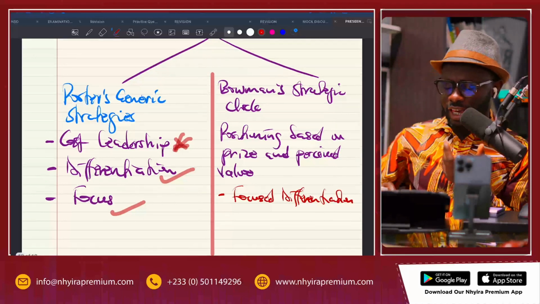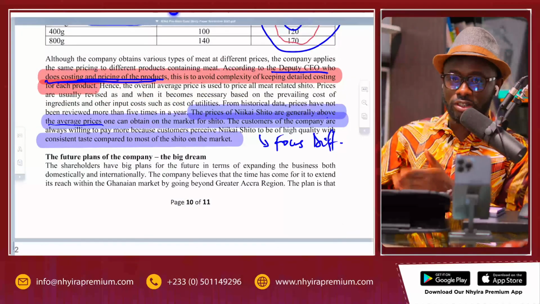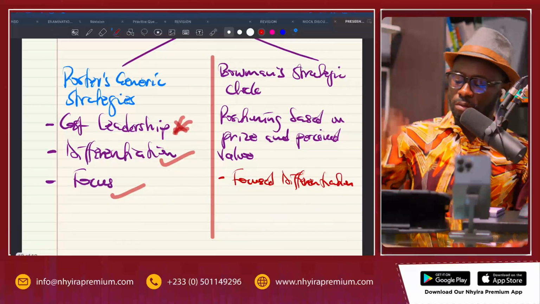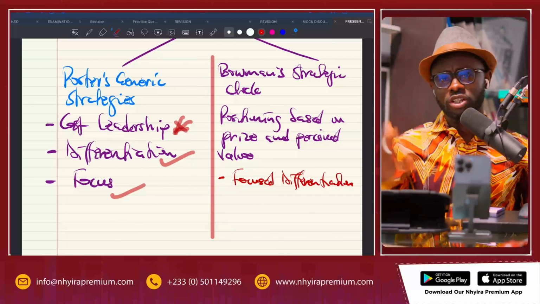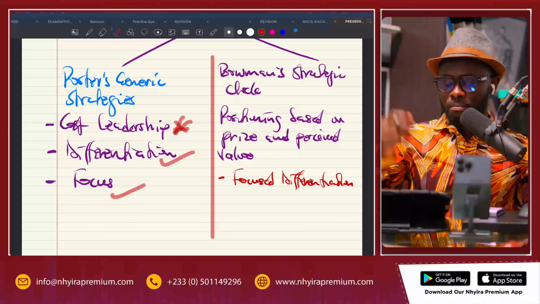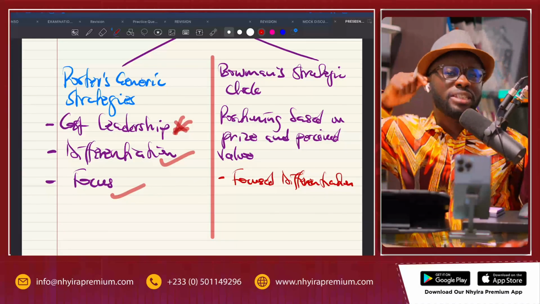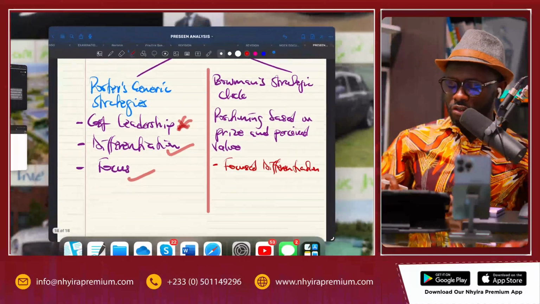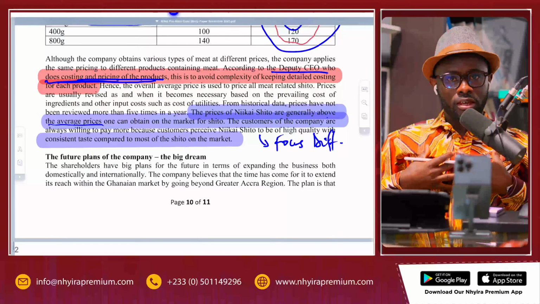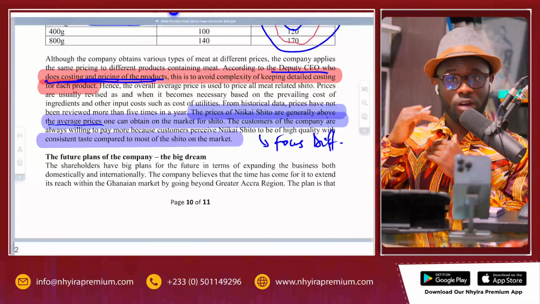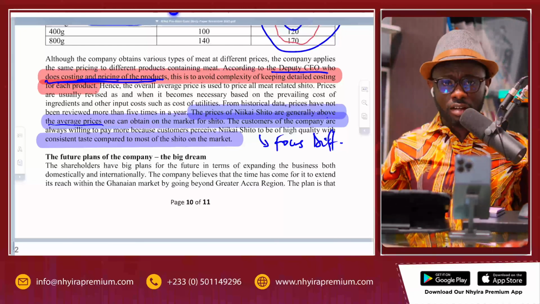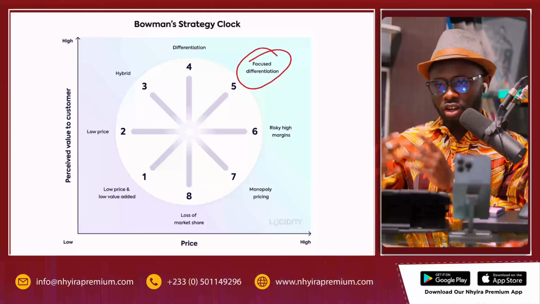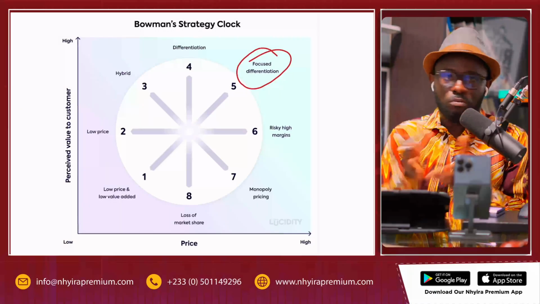But really, the way the case is structured, per what we read here in this particular sentence, what will be suiting the company as a strategy for them to position themselves in the marketplace is the Bowman's strategic clock. Because with the Bowman strategic clock, the company positions itself based on the price and the perceived value of the product. So if we look at the context of the scenario we have here, they are charging a higher price and people are willing to pay more because they perceive that this company sells the best. So it is more of a strategic clock perspective rather than a Porter's generic perspective.